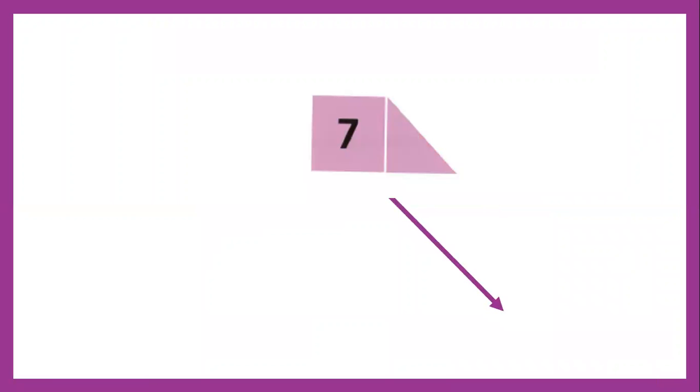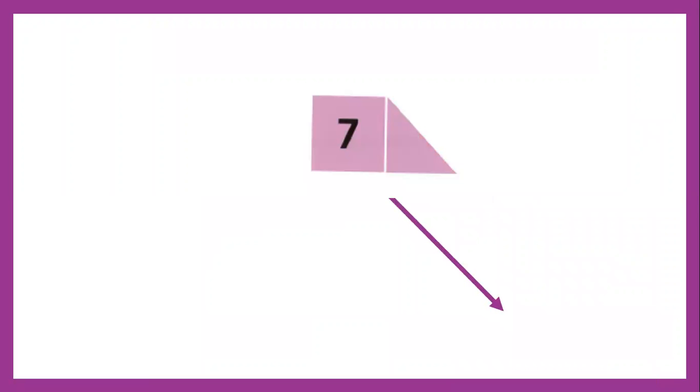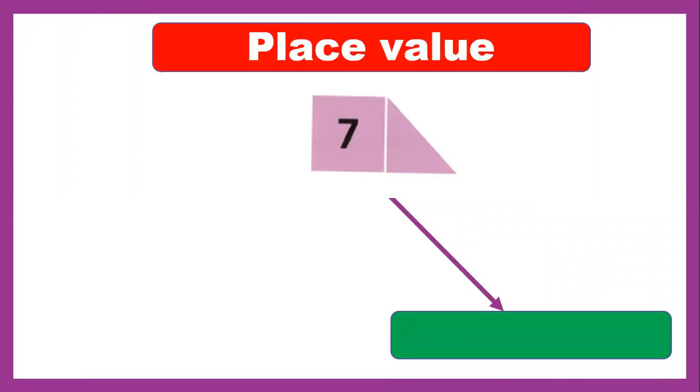Now we have only one number. Before, we had two numbers, 0 and 1, that make 10. And now we have only one number, that is 7. This is our first number, we call it ones. We have 7 ones.